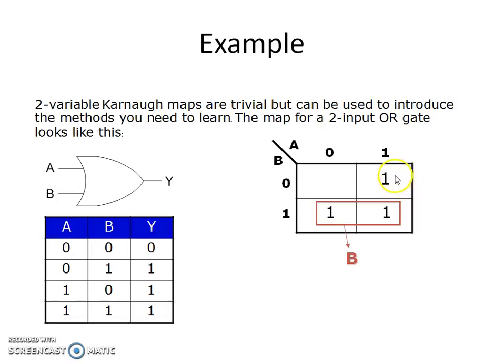Then next we can group these two ones. These two ones are also adjacent to each other. Here A is equal to 1 and B is equal to 0, and B is equal to 1 here. So the variable B and its complement come in the same group, so we can cancel the variable B, and this group is noted as A. So the overall expression is this group plus this group: A plus B. This is an SOP expression. That's why we represent the first group name, that is A, plus the second group name, that is B.